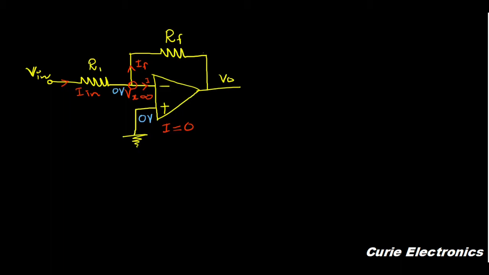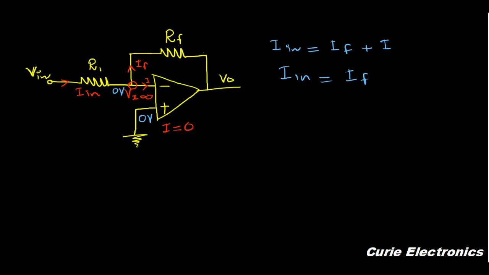Now we'll apply Kirchhoff's current law. So what is the incoming current? That is Iin. Iin is the incoming current, which is equal to the sum of outgoing currents, IF plus I. I is the current which flows into the op-amp, that we know, that is 0. So Iin equals IF.